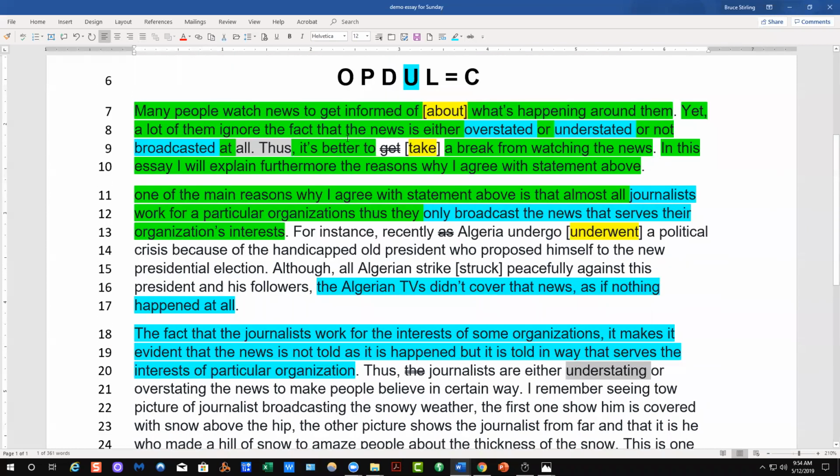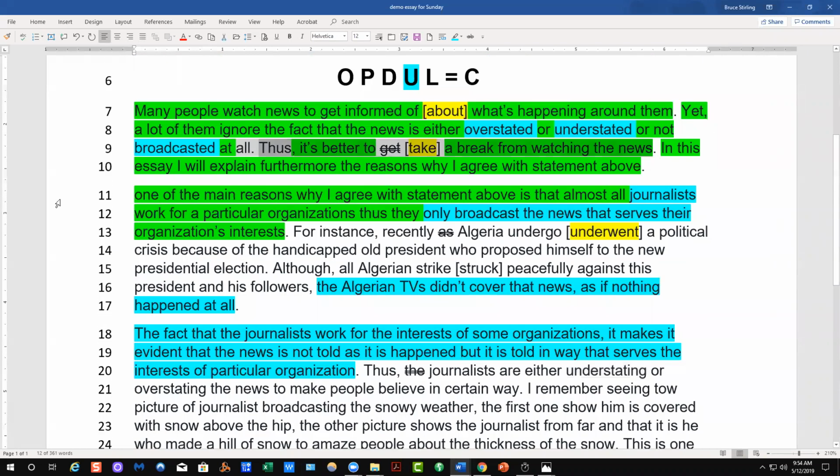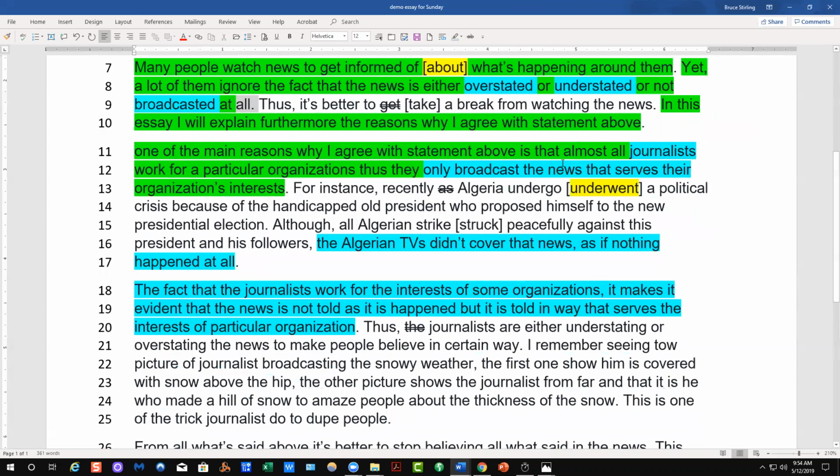Okay, here we are back to her thesis, right? Actually, her thesis is here: Thus, it's better to take a break from watching news. So in this sentence she hasn't really addressed her thesis. She believes it's better to take a break from watching the news. Well, she didn't mention taking a break in body paragraph 1. She just talked about how an old president wants to run for office again, and the news didn't cover it.